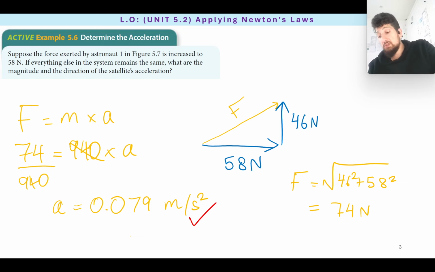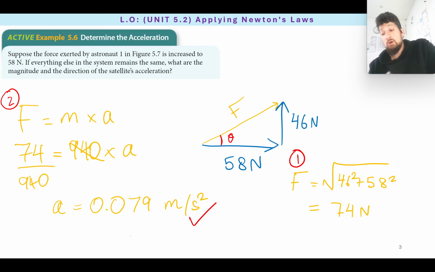So the first step was to find the overall force. The second step was to use F equals ma. Simple as that. I always like to draw the diagram though, it just helps me visualize things. Are we done? No, we're not, because it's asking for the direction as well. So this is where the diagram comes in handy. So it's looking for the direction, so it's looking for the angle. We know it's northeast, but we need to know the angle.